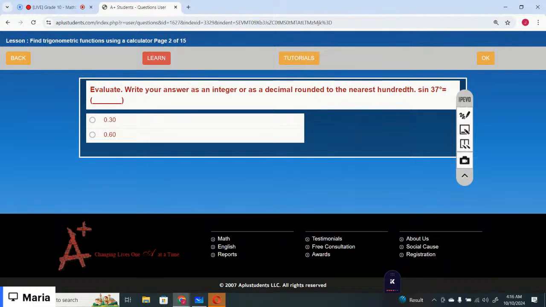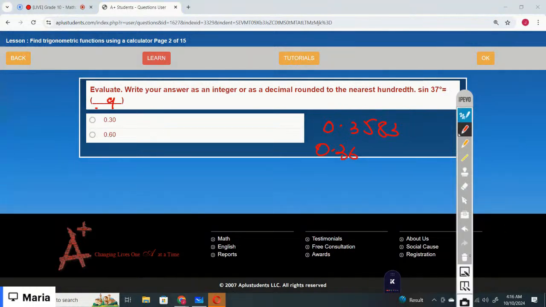Okay, you need to evaluate sine 37, right? So just use the calculator. Sine 37, that is 0.601. So you need to round off the answer, that is 0.60. Option number 2 is the correct option.